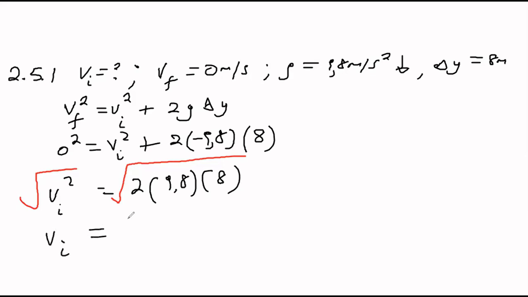Okay, let's punch our calculator, the square root of 2 times 9,8 times 8. So it gives us 12,52 meters per second. Okay, the next question is to calculate the time taken to reach the maximum height, which is 2.5.2.